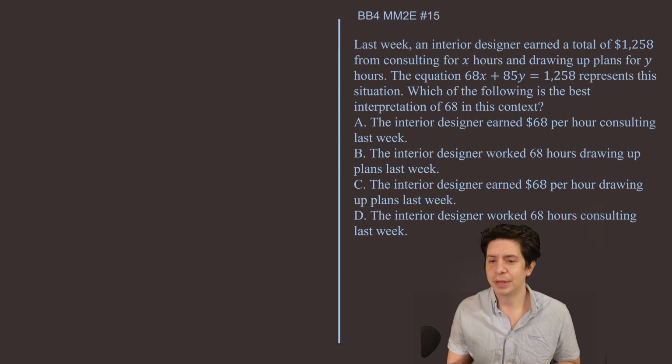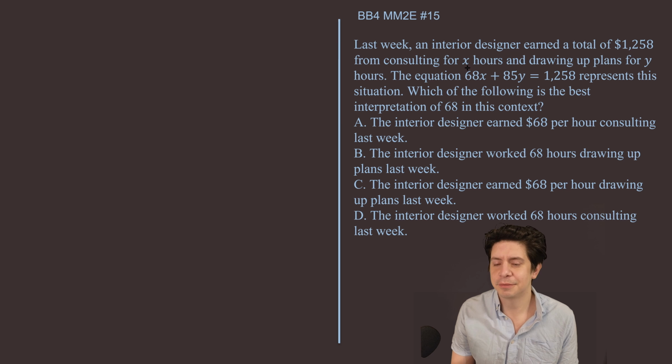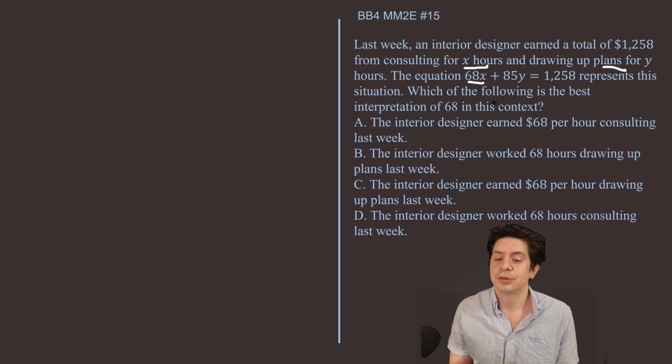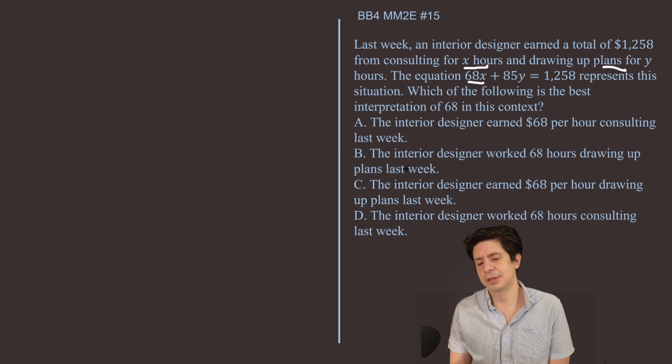So this is all about reading and understanding. So from consulting for X hours and drawing up plans for Y hours, X hours is about the consulting. That's what 68 is attached to. So it's saying that you're earning $68 per hour, I believe. And that would be A, earn $68 per hour consulting. That would be correct. Let's look at the others to make sure.